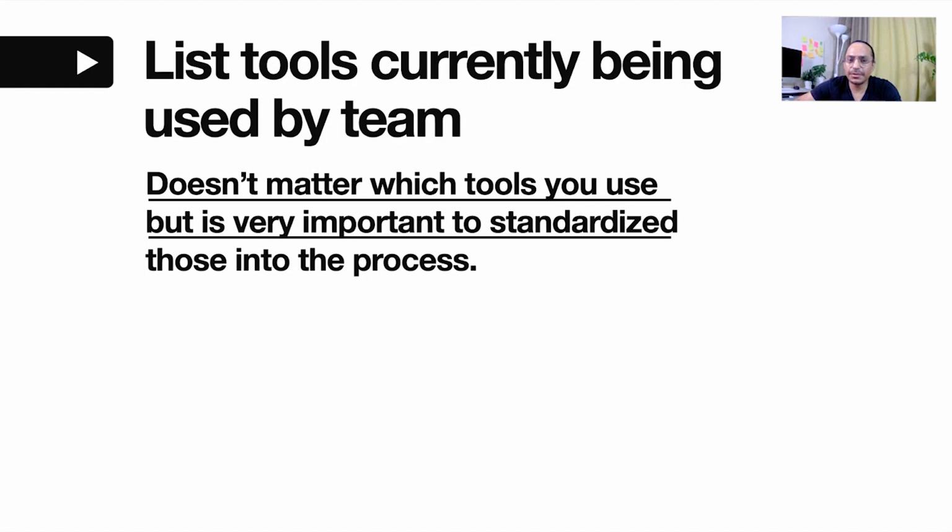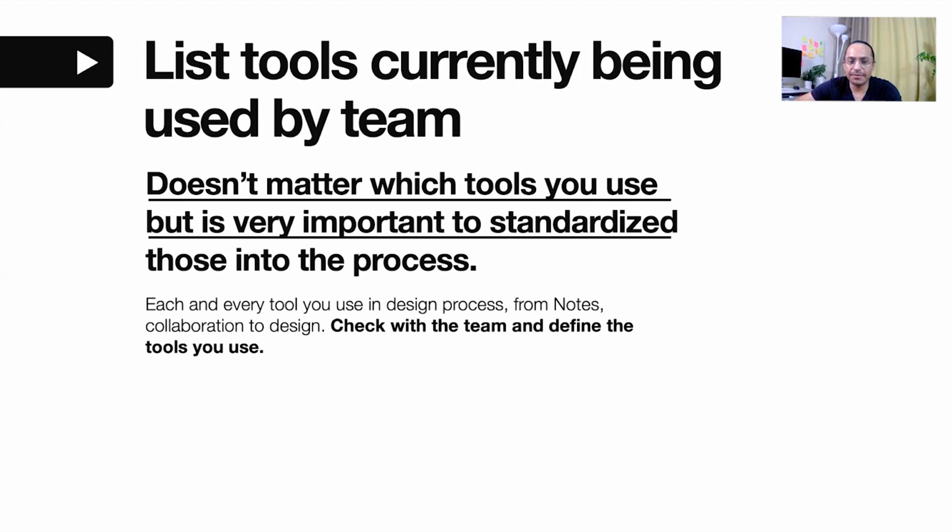List the tools currently being used by the team. Also check what different tools are used to create the product. It doesn't matter which tools you use, but it is very important to standardize them in the process. For each and every tool you use in the design process, from notes and collaboration to design, check with the team and define the tools you use. It could also be tools used by the developers.